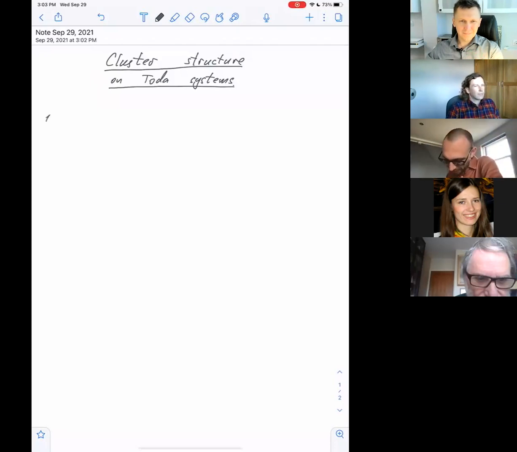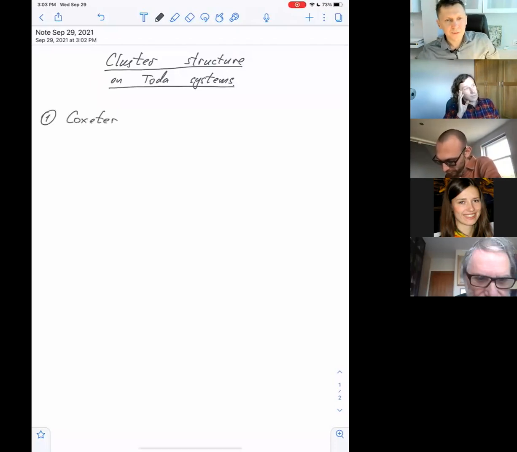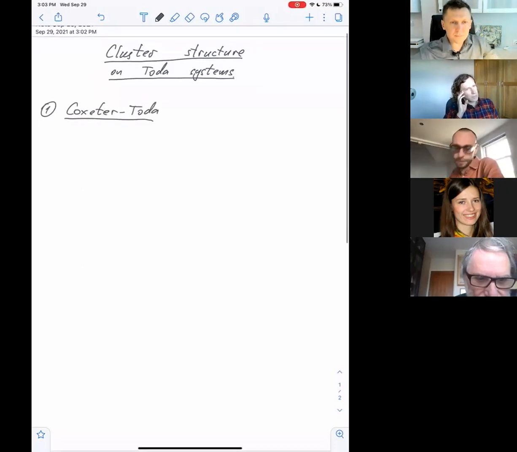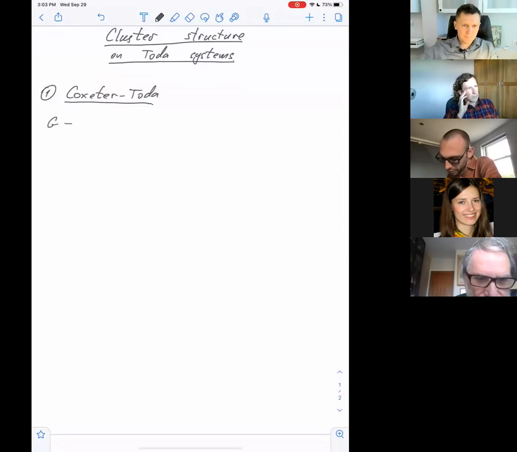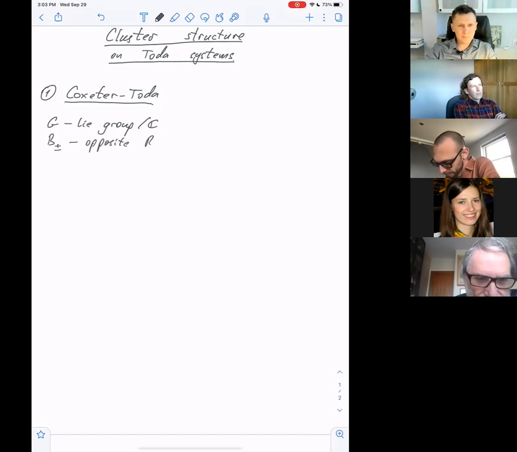All right. So first, let me just focus on what is known as Coxeter Toda system, at least in my understanding of this word. So let's fix G to be a Lie group. It will be a complex Lie group. Well, the standard notation, so B plus and minus will be a pair of opposite Borels. H will be a maximal torus, so H will just be the intersection of B plus and B minus, so this is the maximal torus.